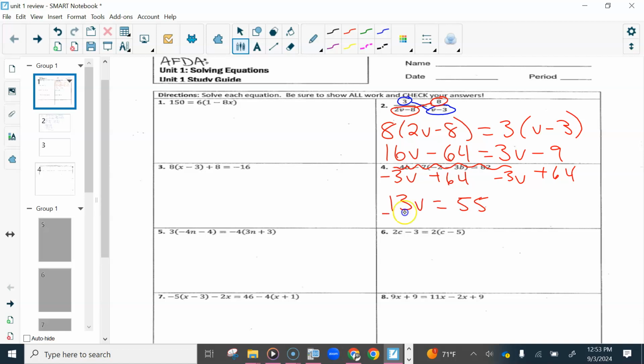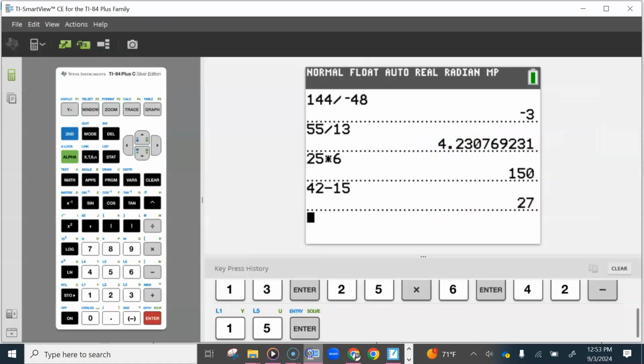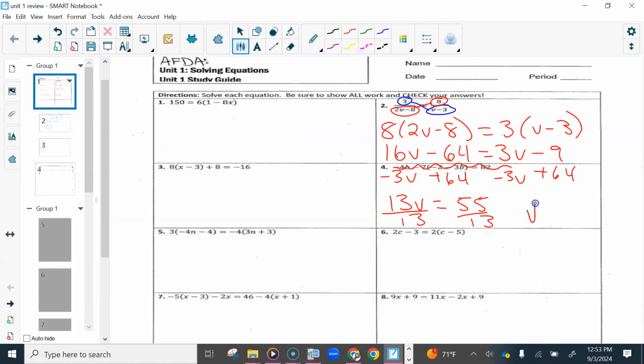And when I divide by 13, that doesn't give me a nice number. I'm going to show you really quickly. It gives me some decimal. So I'm going to leave it as a fraction, 55 over 13. Questions on that?